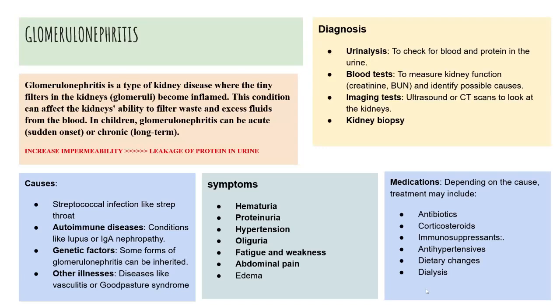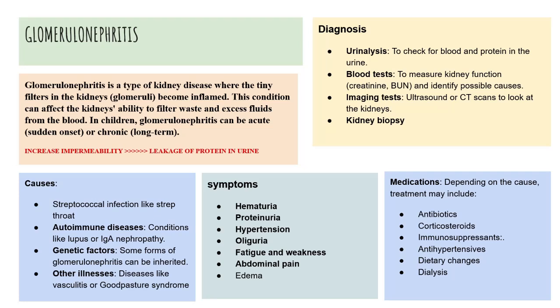So glomerulonephritis is a kidney disease. It is a problem of the kidney where the tiny filters in the kidney become inflamed, which means the glomeruli, the filters that filter the water and the other substances and help in the formation of urine, get inflamed because of the infection, which leads to the kidneys' ability to filter the waste being affected and leads to excessive loss of fluid from the blood, right?